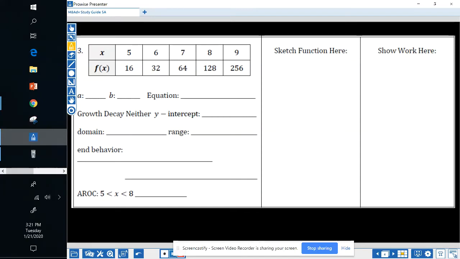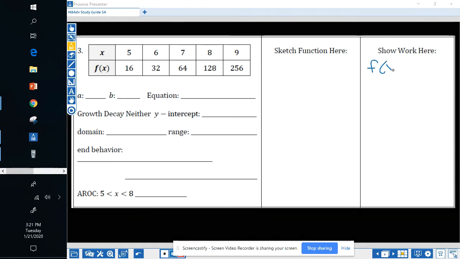Okay, for problem number 3, we have to write the equation, and we're going to write it in the form of f of x equals ab to the x. In our table, we do not know the a value, but we can find the b value. So to find the b value, we're going to create a ratio. I'm going to take 32 and divide it by the previous output of 16, and that gives me 2. So my b value is 2.